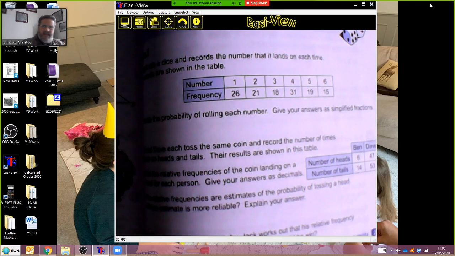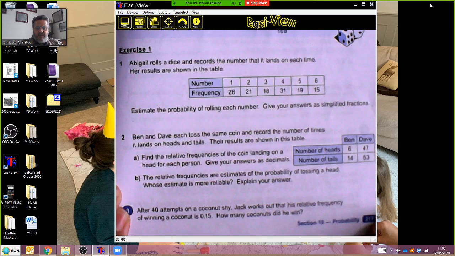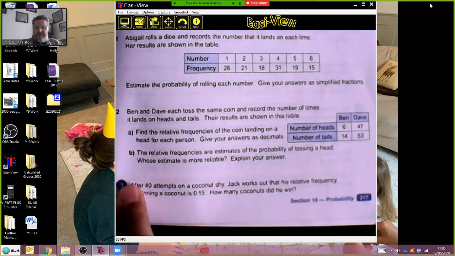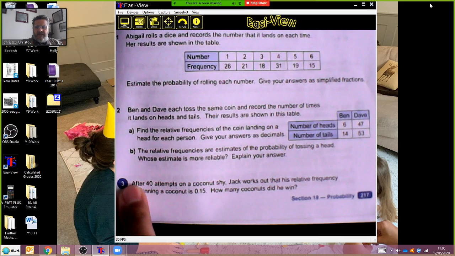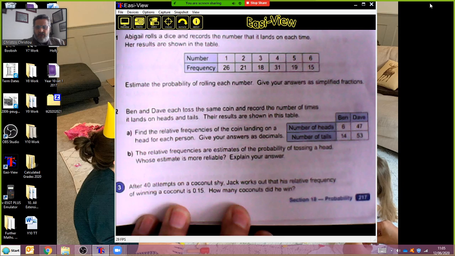Let me tell you, I know some of you have done this because I've got the work already and I've marked it already, so I'm good with that. But I'm only choosing bite-sized tasks. This is question 3. That was an extension question from yesterday's task, which everyone got right.